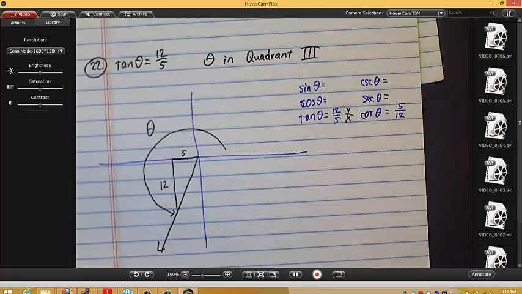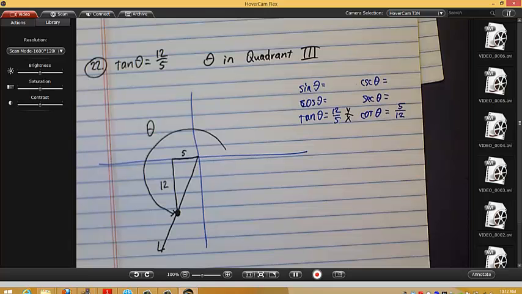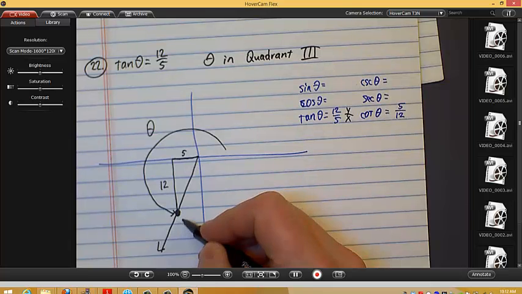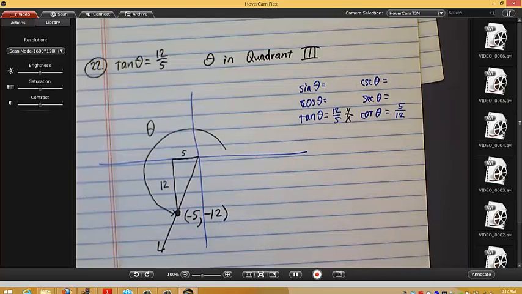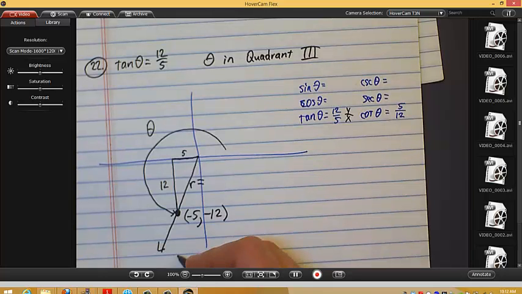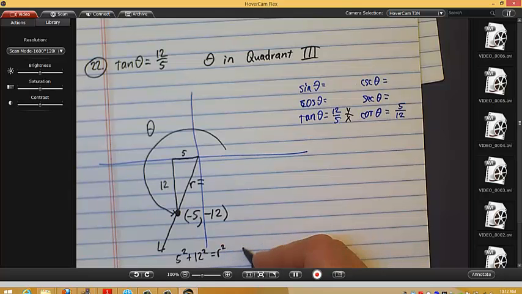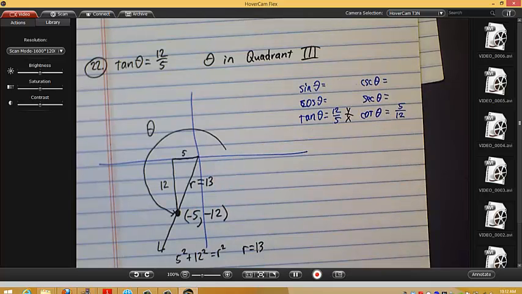Because if you think about it, if I asked you guys, what are the coordinates of this point right here? What would you tell me? They're negative, yeah. -5, -12, right? And that's going to affect things. Now this r here, I can get r from the Pythagorean theorem, right? 5 squared plus 12 squared is r squared, but I'll just tell you that r equals what? 13. 5, 12, 13 was another of those fancy triangles. You're always going to want to write that r is positive, okay?